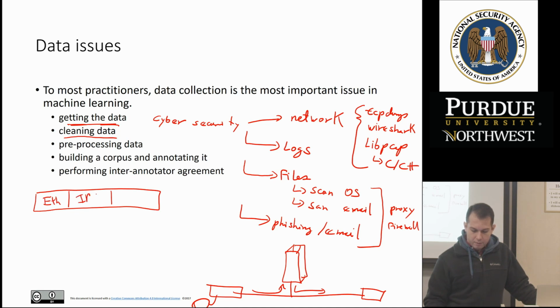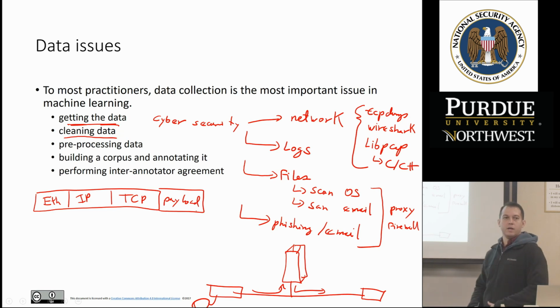Then you have the IP header. Then it's a TCP packet, a TCP header, and then we have the payload. All right, so all this data is encoded for the network to understand the data, but it's not encoded for machine learning to understand the data.